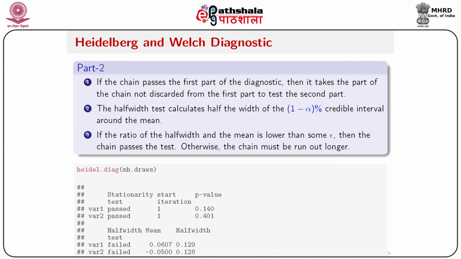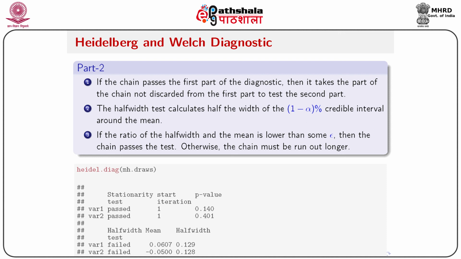The second part of the HW diagnostic applies if the chain passes the first part. It takes the part of the chain not discarded in the first part to perform the second test. The half-width test calculates half the width of the 1 minus alpha credible interval around the mean. If the ratio of the half width to the mean is lower than some epsilon, then the chain passes the test. Otherwise, the chain must be run longer.